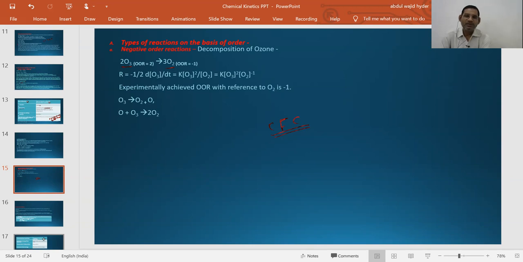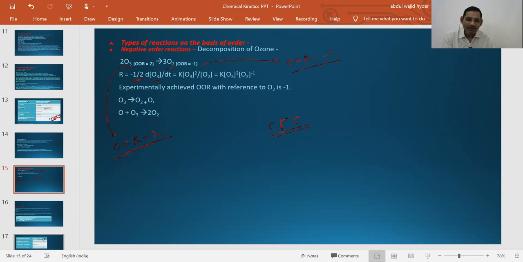That ozone layer is responsible for protecting us from harmful radiations of sun, ultraviolet radiations of sun. So this is a reaction in which ozone converts into oxygen. If we consider ozone, then the order of reaction on the basis of ozone that is experimentally proved is 2. And order of reaction based on oxygen is minus 1. Order of reaction with respect to oxygen is minus 1, and with respect to ozone is 2. It is experimentally proved. Since the order with respect to ozone is 2, you will be writing here half. And why minus half? Because it is reactant, so minus half.